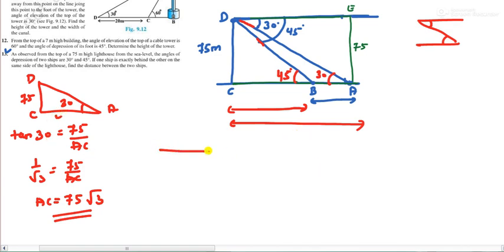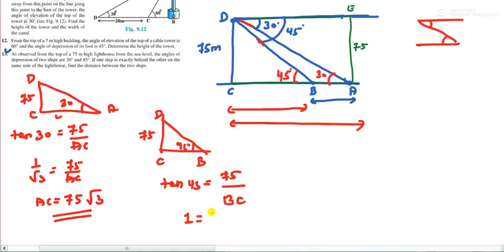Now coming to the second diagram. Here it is B, C, D. This is again 75, but this is 45. Same, tan 45 is equal to opposite, which is 75, divided by adjacent, which is BC. So tan 45 is 1, and 75 by BC. So this will give BC as 75 meter. This is also in meter. So you have got this one as well as this one.